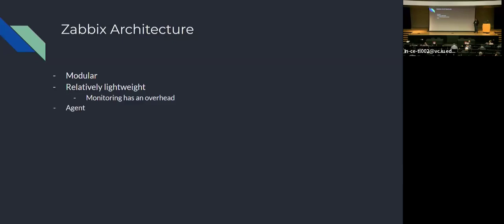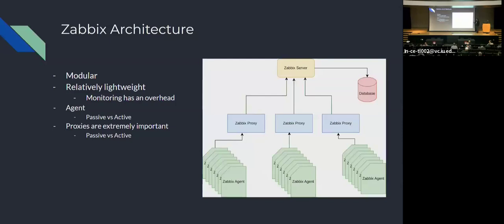The monitoring times for Zabbix are not as granular as many people would want, like at the millisecond level. It's usually at the second level. It's agent-based. It has passive and active mode, and I'll explain that in a sec. Proxies are extremely important because they allow you access into a network that you wouldn't otherwise have from the Zabbix server. So this is basically a layout for a Zabbix deployment.